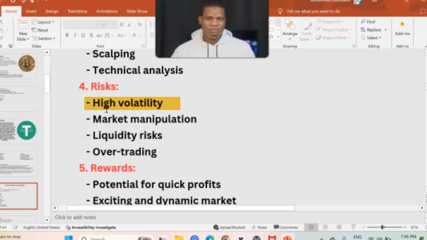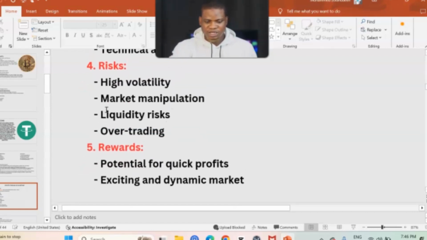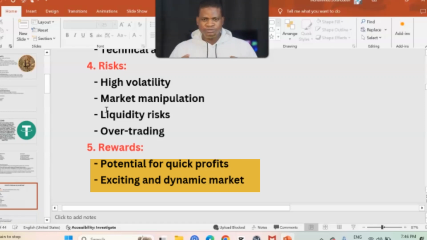So what are the risks associated with trading? High volatility. The market is highly volatile. So, for example, if you are predicting that the market is going to go up and it doesn't, you may lose money. Market manipulation, liquidity risk, and overtrading. Some people overtrade and maybe they have traded and they have made money. They'll be like, oh, I can make more, I can do more, and they end up losing their money. Right? So those are the risks associated with trading. Reward: quick profit. You can make quick profit if you are very good at trading. And the aim of this video, this course, is to teach you how to be a very good trader, right? Exciting and dynamic market. Crypto is very dynamic and exciting.